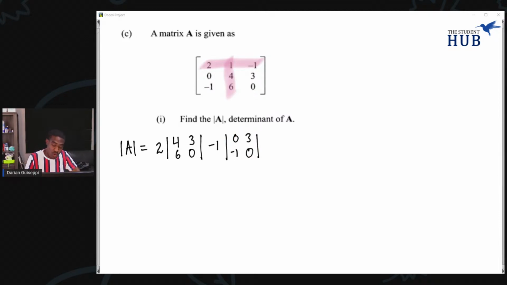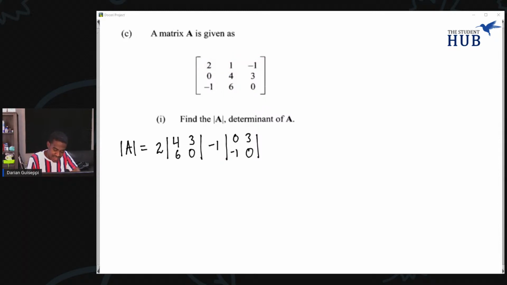From CSEC days, we know how to do this. The only thing is, yes, you have your element here. Your element is 1. You're multiplying your element by the determinant here of this 2x2 matrix. But you have to remember that you need to change the sign of the element. That is very key. You forget that, your answer will be wrong. So be mindful of that, right?